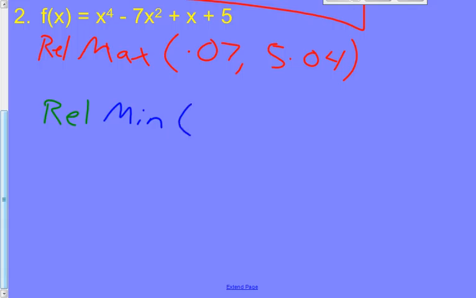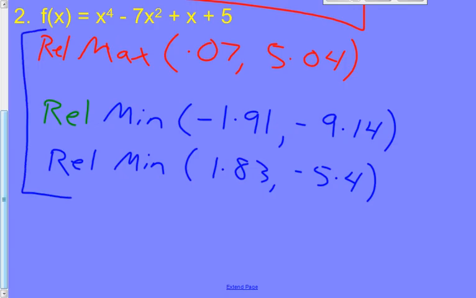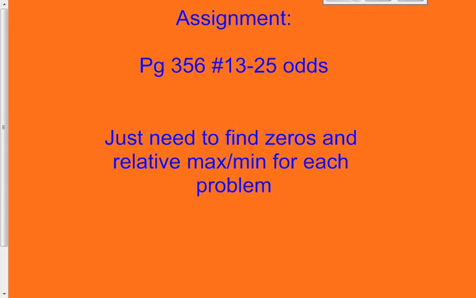Your first one is going to be at -1.91, and that y value is at -9.14. Your other relative minimum point, because there are 2 of them like I said, is going to be at 1.83 and at -5.4. Hopefully that makes sense for number 2. If you got these answers, you can stop watching the video, and we're going to get our assignments coming up here when you get to class tomorrow.